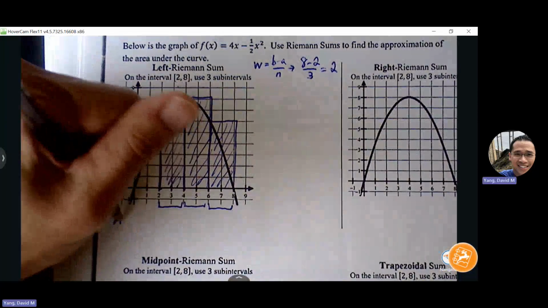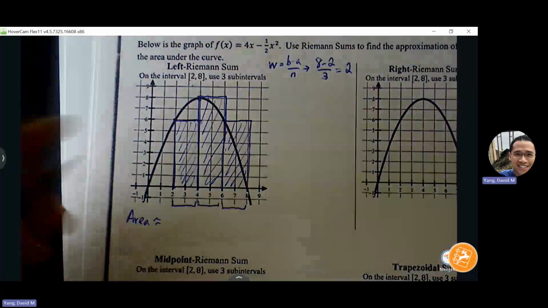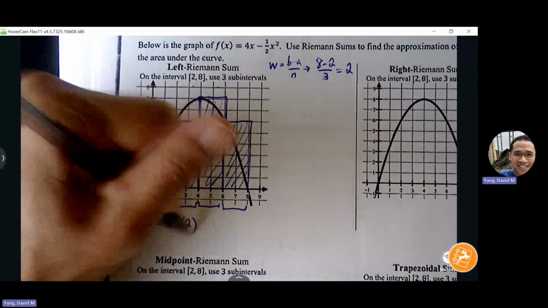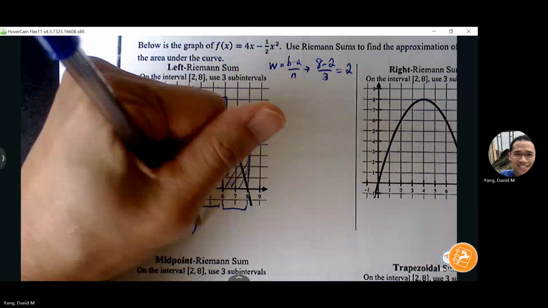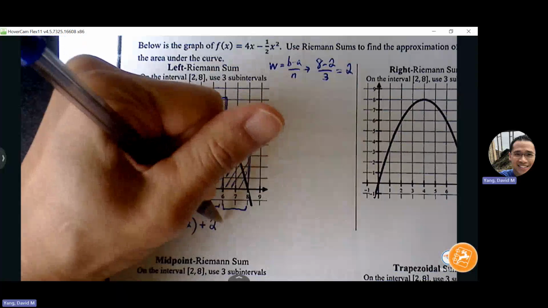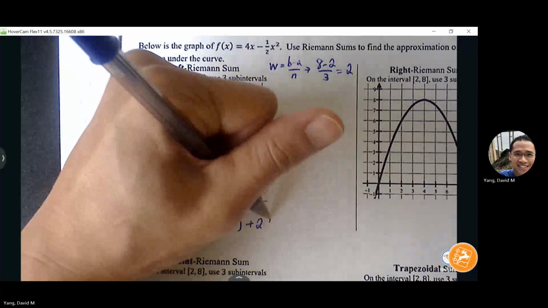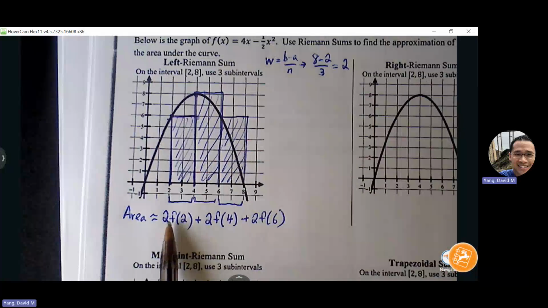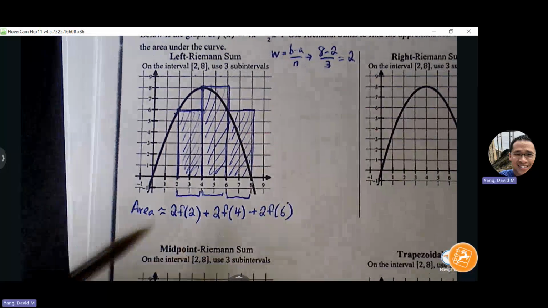So here is an area approximation using these rectangles. Every rectangle has a width of 2, so I'll say 2 times f of 2, and f of 2 will represent the height of my first rectangle. I want us to practice writing it out in function notation first. Does everybody see how I'm building my rectangles here? Width times height, and width times height.